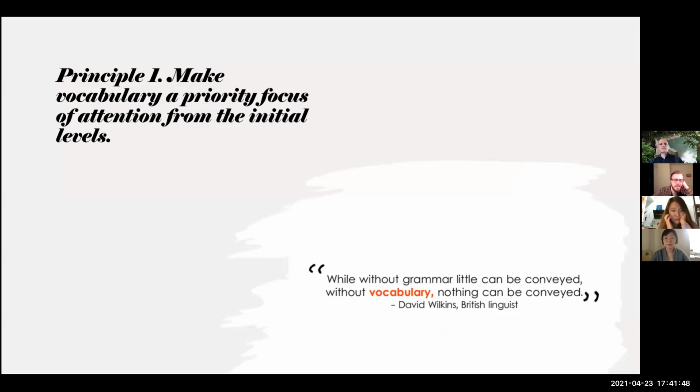This is a wonderful quote by Wilkins that says, while without grammar, little can be conveyed, without vocabulary, nothing can be conveyed. And that actually makes sense. If you travel to another country and you don't speak the language in that country, you don't really take the grammar book. You take a dictionary at least, because you want vocabulary to communicate. Nobody takes a grammar book thinking, all right, I'm going to use subjunctive here, or I need to take a look at the conjugation of the past tense. We need vocabulary to communicate, not grammar.